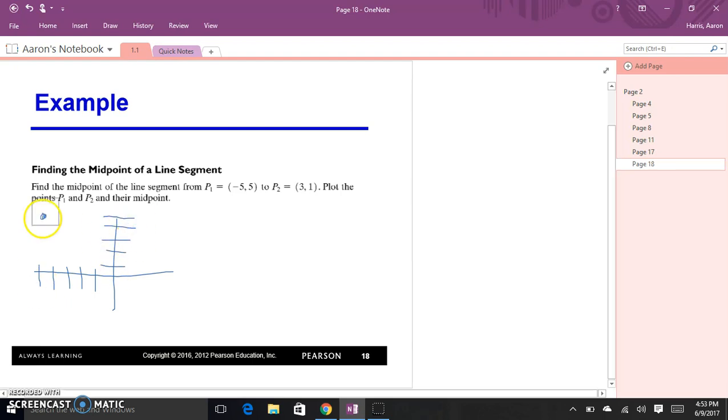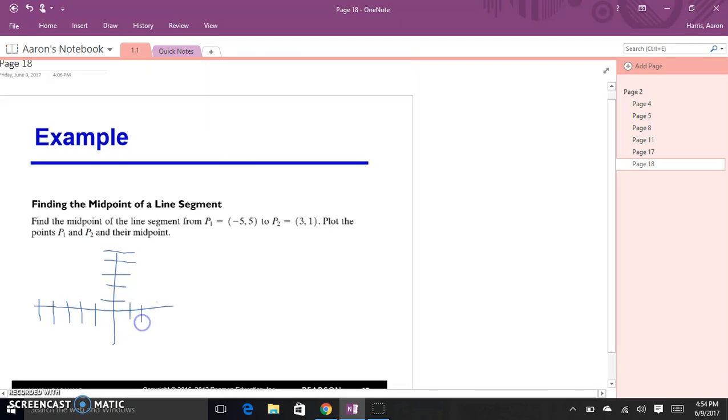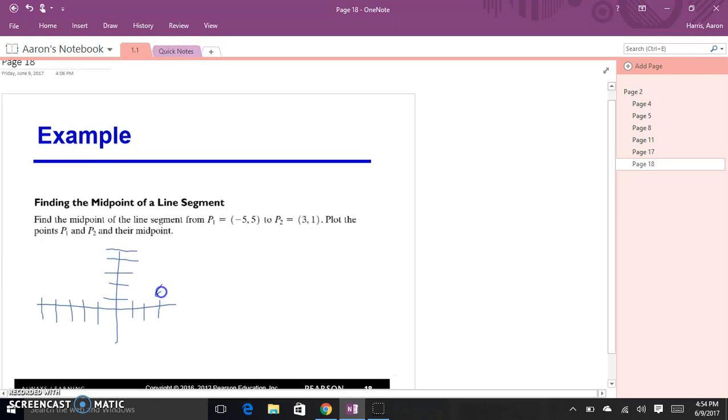Why in the world is it not wanting to let me put a point there? Anyways, you've got the point 3, 1 there. Oh, this is killing me. 3, 1 right there. Trying to find the midpoint, the midpoint right between them should be right there.